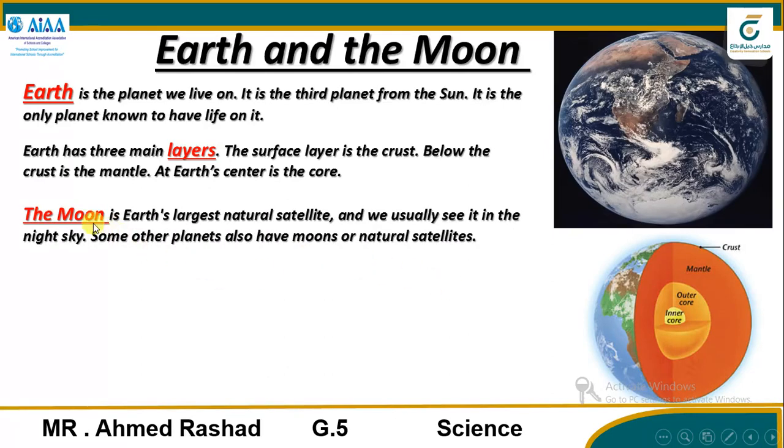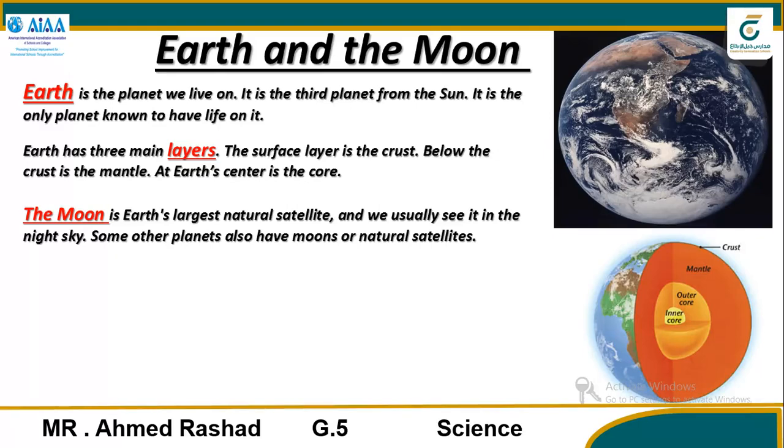The Moon. So what's the meaning of a moon, and what's the difference between the moon and other planets and objects in space? The moon is Earth's largest natural satellite. That's called a natural satellite, moving around the planet in the same orbit.